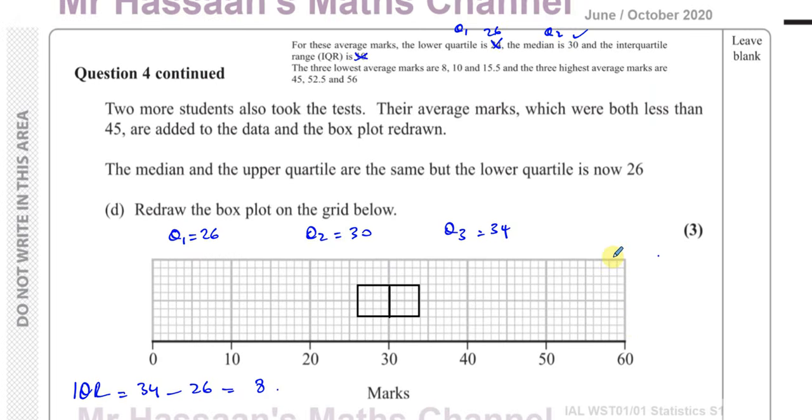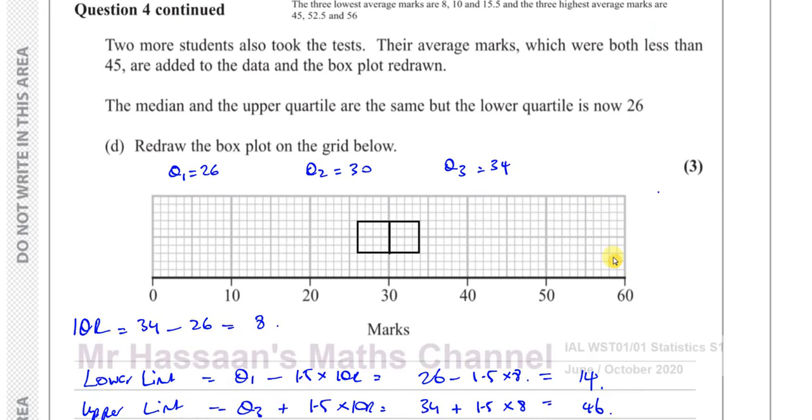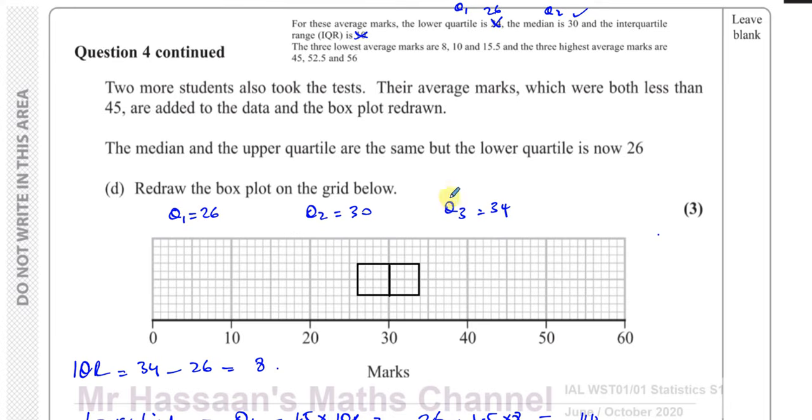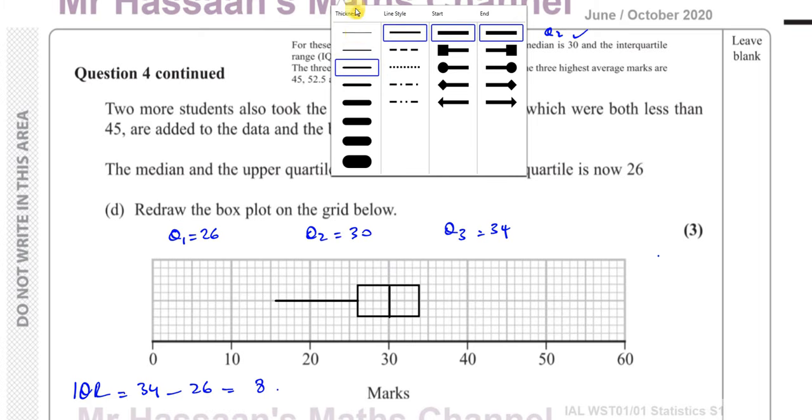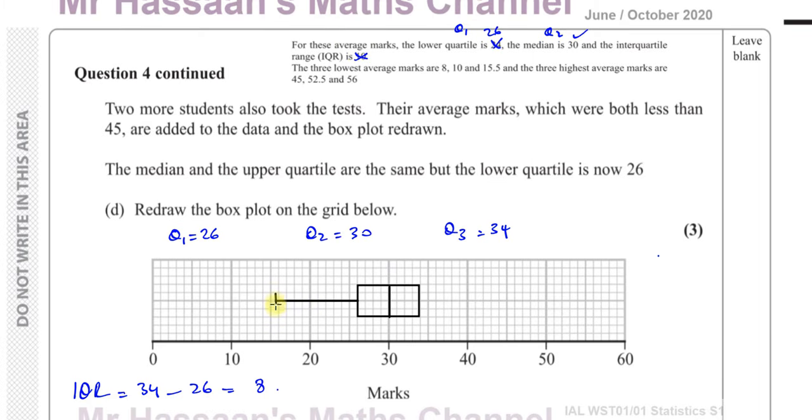So let's have a look here. We go down to 14. Now what are our values? 8, 10, and 15.5. So the lower limit is now 14, so we're going to go down to 15.5. That's 15.5, somewhere over there. So that's as far as that one will go. Let me just make that a bit smaller. Okay, so that's 15.5 over there.